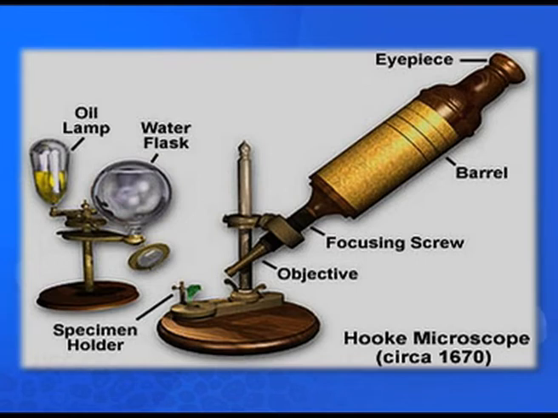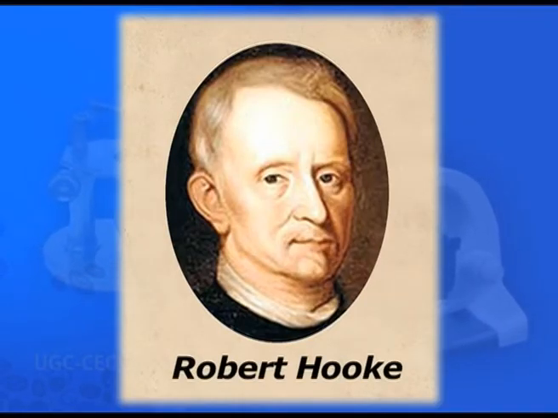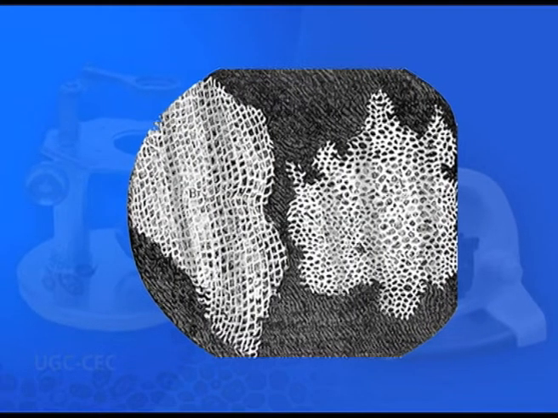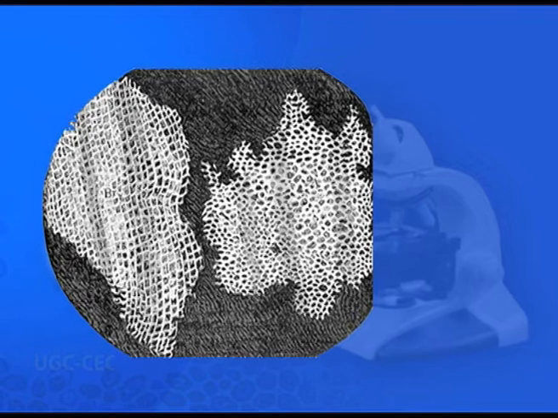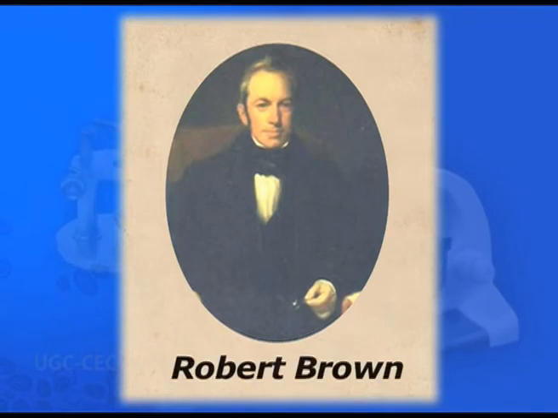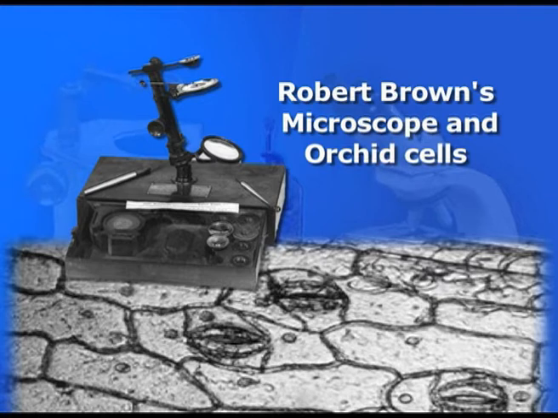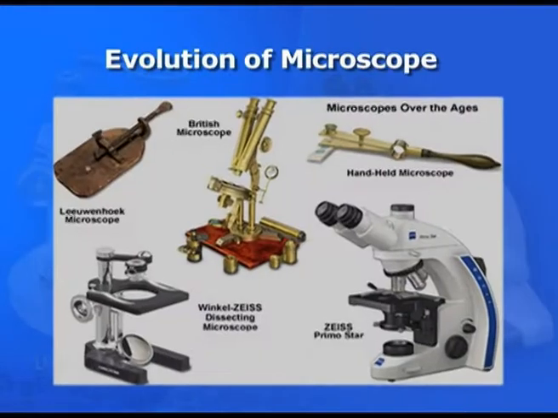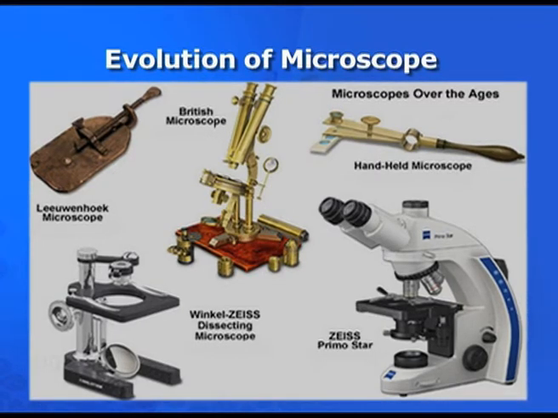The first functioning microscope using a series of lenses was prepared by Robert Hooke in 1655. He observed the sections of cork and named them cells. Because of this, he is also called the father of cell biology. Later, in 1833, Robert Brown described the cell nucleus for the first time by observing orchid cells under the microscope. From those times, our microscopes have evolved to a great extent, enabling us to see and visualize in far more depth and magnification.